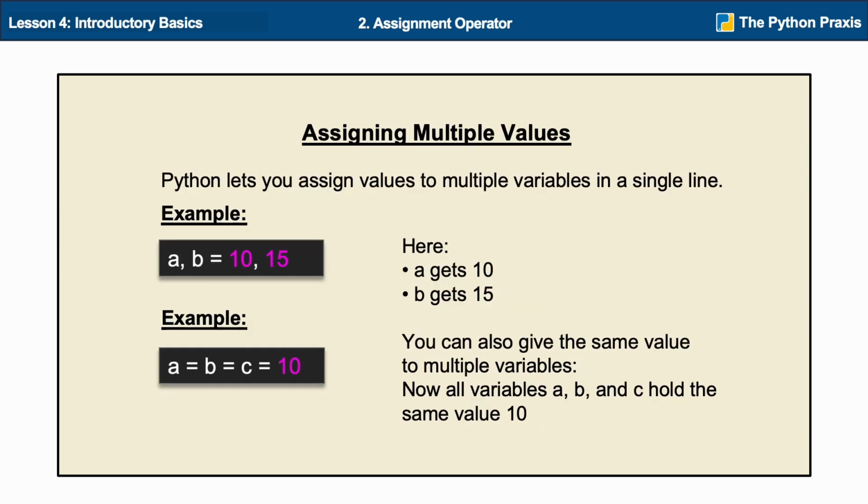Super clean. Did you know you can assign multiple values at once? Yes, Python lets you assign values to multiple variables in a single line. On the left side of the assignment operator, you place the variables separated by commas, and on the right side their values separated with commas as well. For instance, a, b = 10, 15. So now a is 10 and b is 15. You can also give the same value to multiple variables. a = b = c = 10. Now a, b, and c all share the same value, 10. Python is elegant like that.